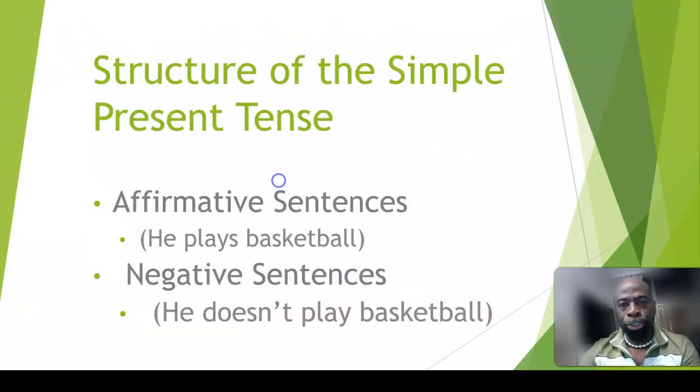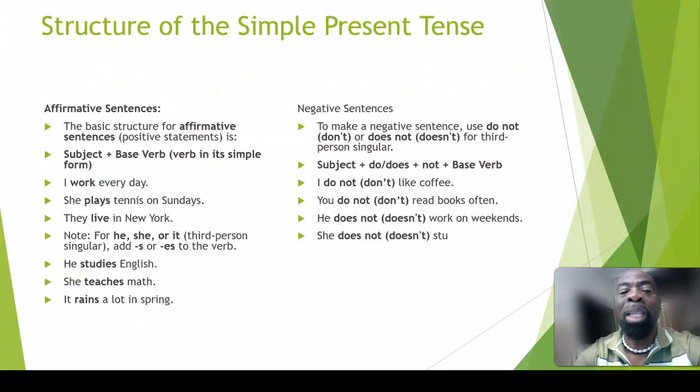So let's move on to look more closely at the structure of the simple present tense. There are two kinds of simple present tense sentences: the affirmative and the negative. An example of the affirmative: he plays basketball. The negative: he doesn't play basketball. For the purpose of this lesson, we will look only at the affirmative today. We will come back later and look at the negative sentences.